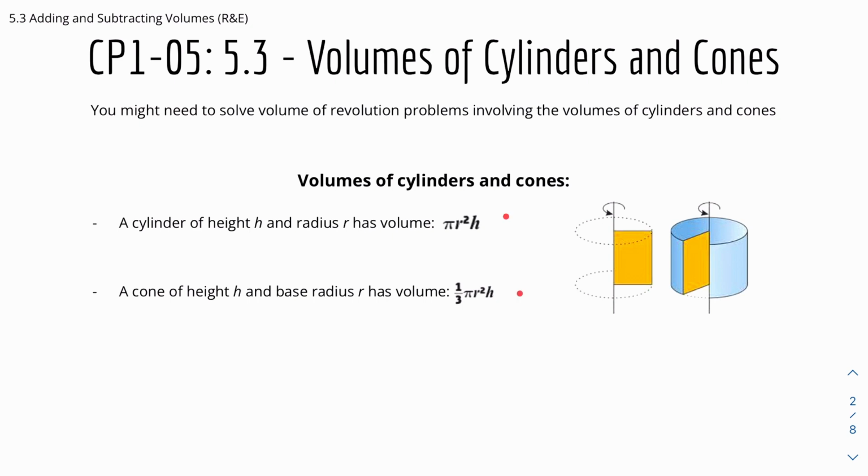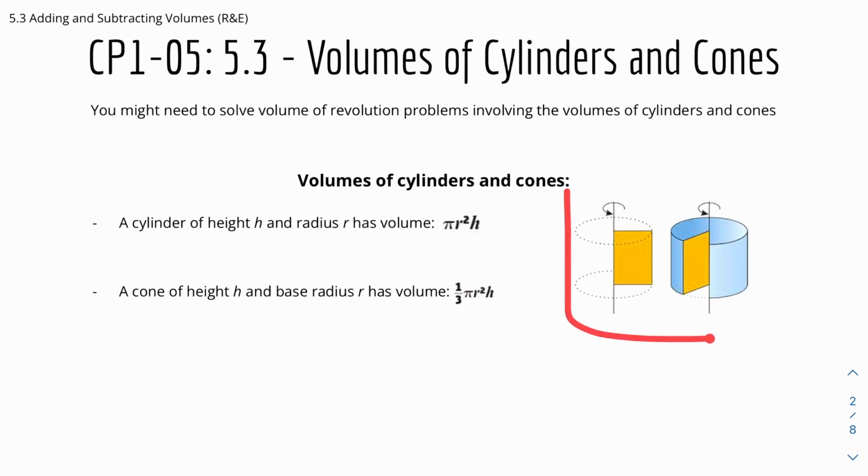These equations might look familiar because we've dealt with them in IGCSE, GCSE, or A-level mathematics. The key difference is that for the cone, there's a constant of a third attached to it, but for the cylinder, it's just pi r squared h.